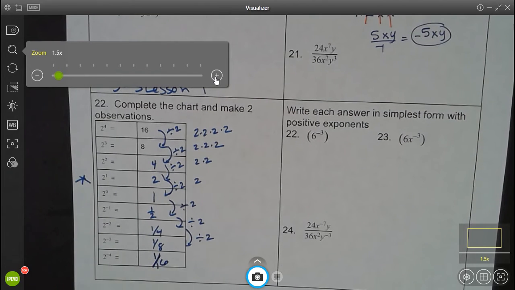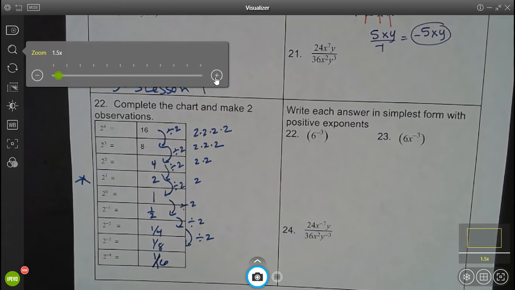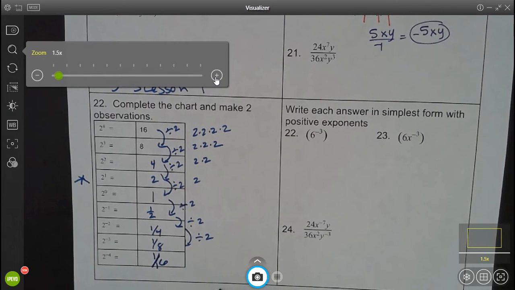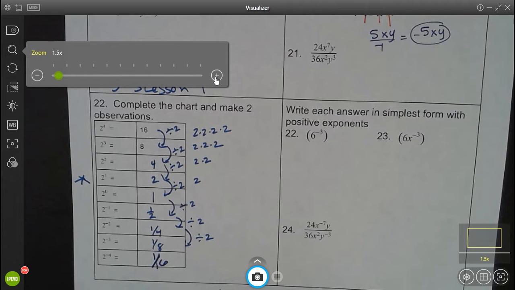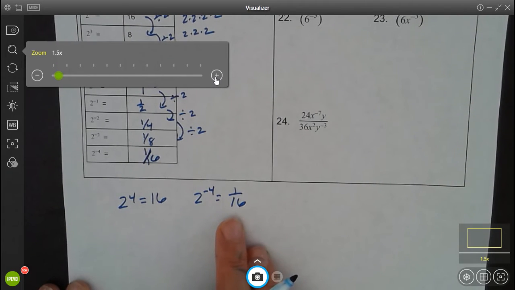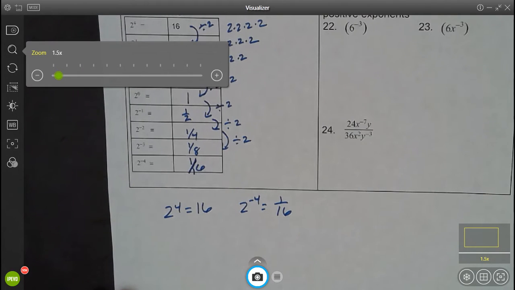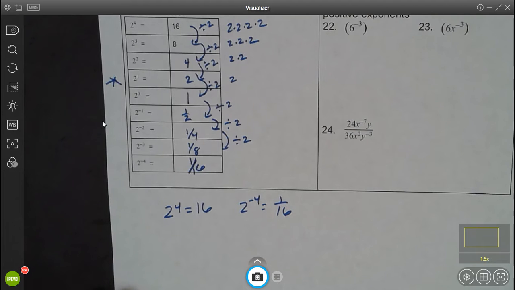So we have a relationship here: 2 to the fourth is 16, but 2 to the negative fourth is 1/16. A negative exponent creates a reciprocal. Easy to memorize short term, hard to memorize long term. Let's look at another reason why anything to the 0 power is 1.